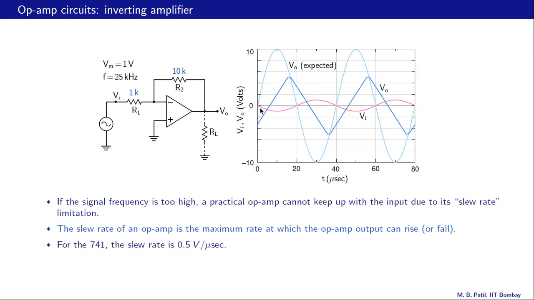And this happens because the rate at which the output is expected to rise is higher than the slew rate, and so the op amp cannot really keep up with that. So this is definitely a limitation in practice, and we should be aware of that. What it means is we cannot use the inverting amplifier at arbitrarily high frequencies. If our input frequency is higher and there is an op amp available with higher slew rate, then that may be a solution. Otherwise, we have to look for some other circuit.